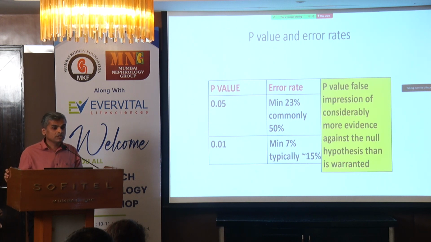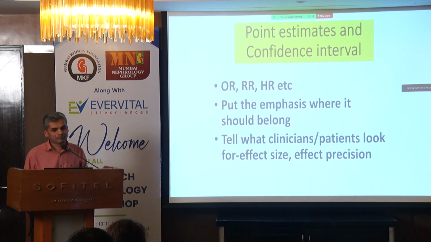So the p-value gives you a false impression of considerably more evidence against the null hypothesis than is warranted. Am I clear here? So we are interpreting out of the p-value something that the p-value doesn't or can't tell.